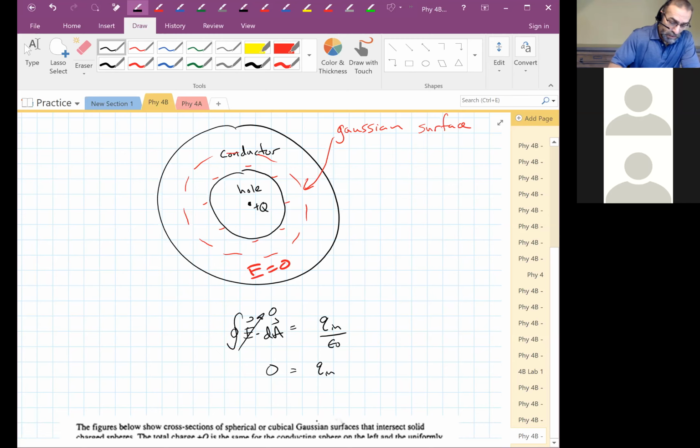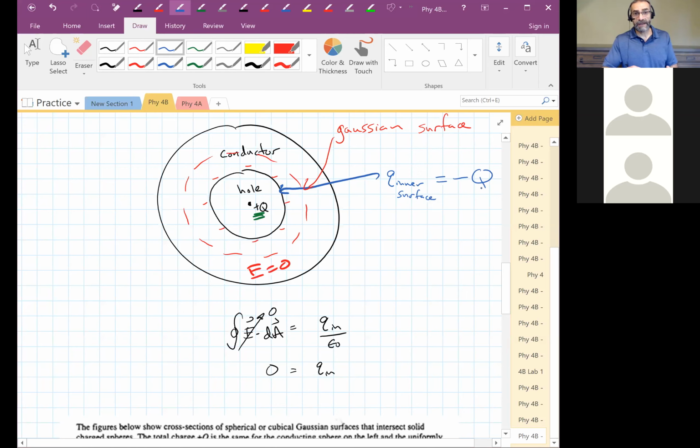Well, that means whatever charge we have inside the shell, we have to have an equal but opposite sign amount on the innermost surface. So if we have plus Q inside the shell, then we have to have minus Q on the innermost surface.